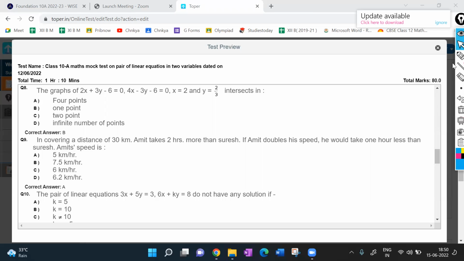Okay, so what is the question? The graphs of x is equal to 2 and y is equal to 3 intersect in what? Beta, x is equal to 2 means x minus 2 is equal to 0, one equation. y minus 2 by 3 is equal to 0, another equation. So you have to draw the graph of this and check at how many points they are intersecting each other. Is it clear how to draw the graph of this, beta?